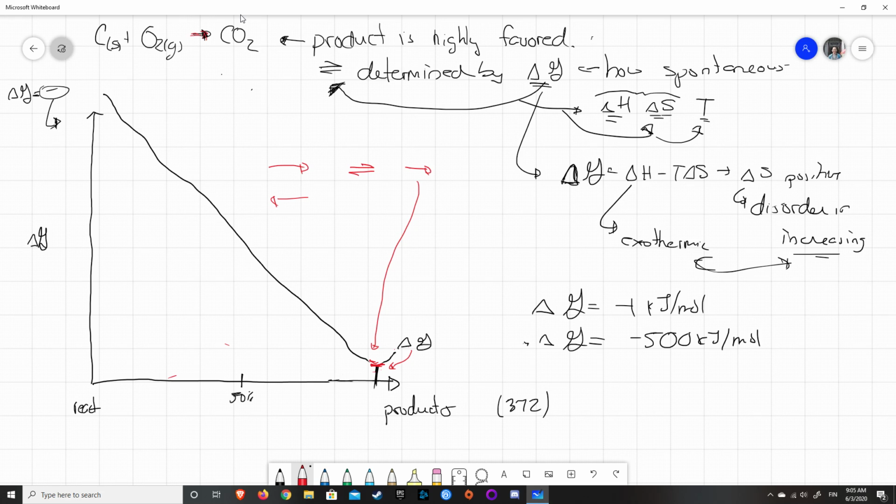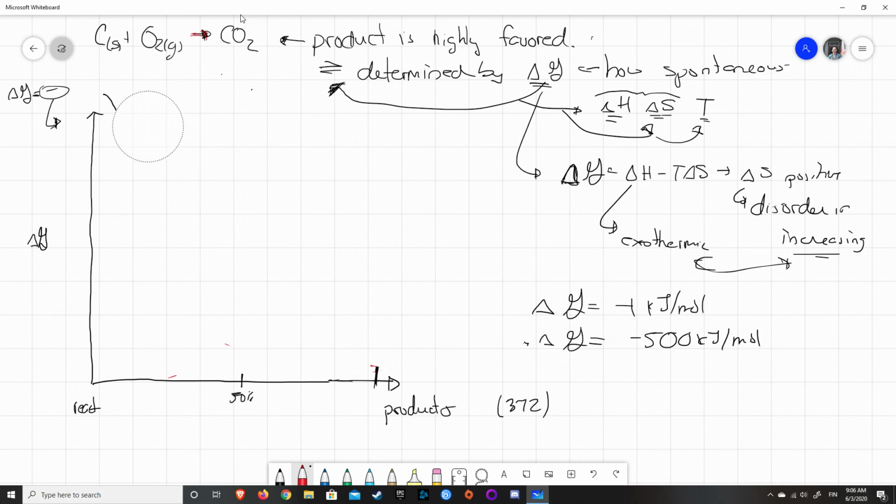If it favors 99.99% of the product, we really don't care about the 0.01% of the reactant, because we've got what we want out of the reaction. So the point of this video is just to say that reactions are reversible. How reversible depends on the Gibbs free energy and where the Gibbs free energy meets a minimum. And we'll just say one last thing.